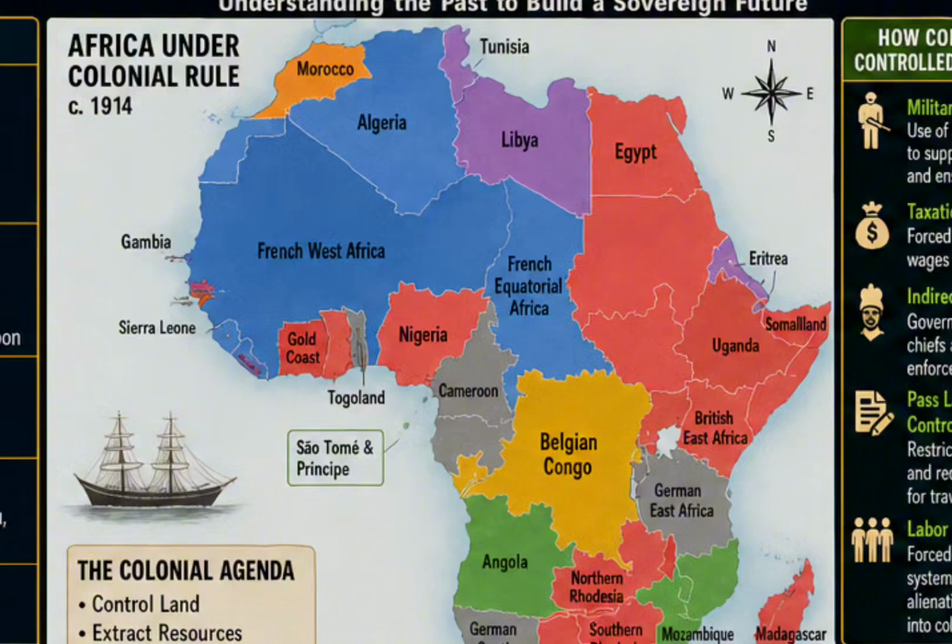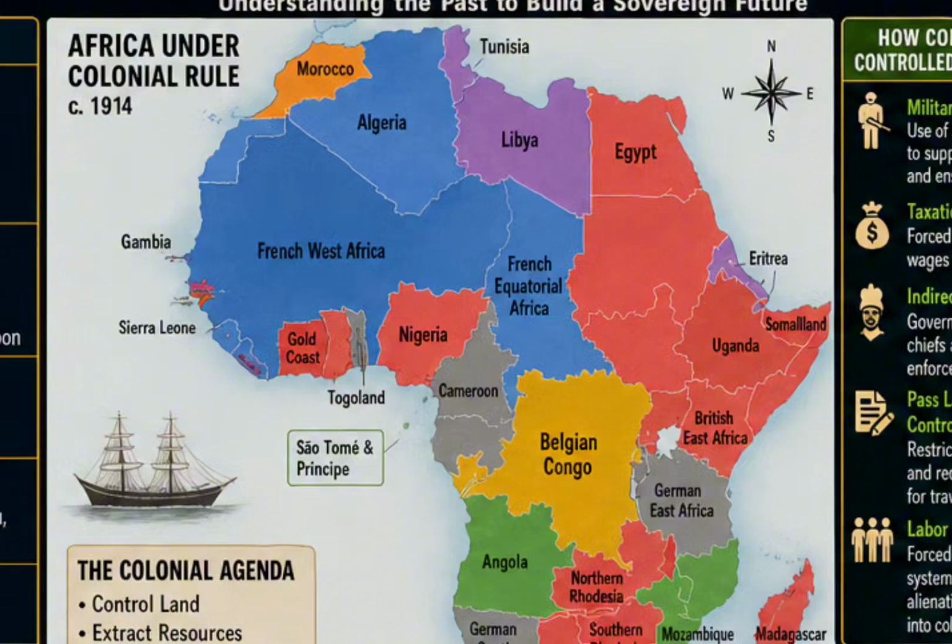Colonialism created dual economies: an extractive sector linked to mines, plantations, and ports serving Europe, and a neglected subsistence sector with limited investment and forced labor. As Walter Rodney argued, this structure systematically underdeveloped Africa. Colonialism also transformed European economies at home.